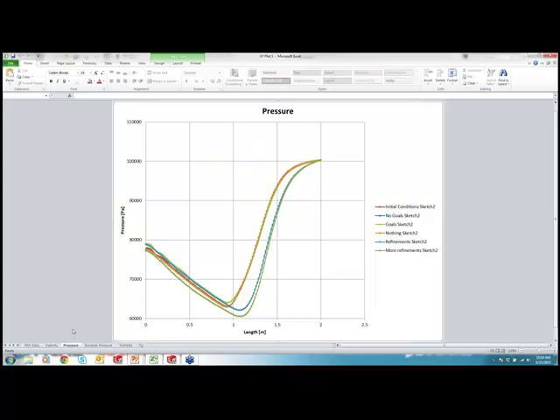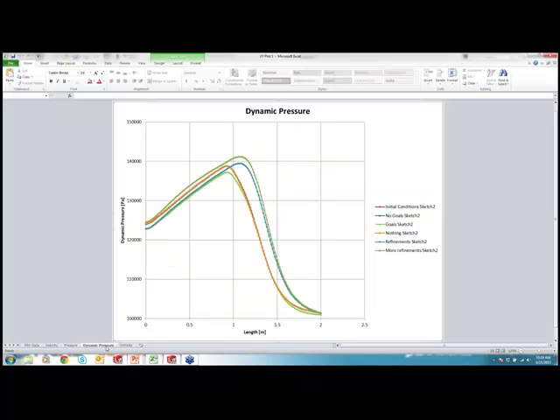Pressure, you'll notice that it refines the pressure curve a little bit more, but between all of those studies, for all intents and purposes, those are the same exact curves generated for each one of them, but the refinement ones add just a little bit more detail. Dynamic pressure is the same story. We have basically everything together, convergent, and they're all the same.